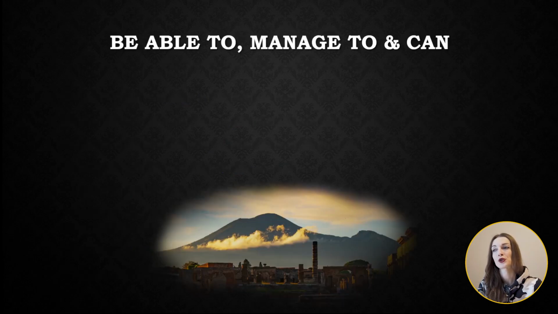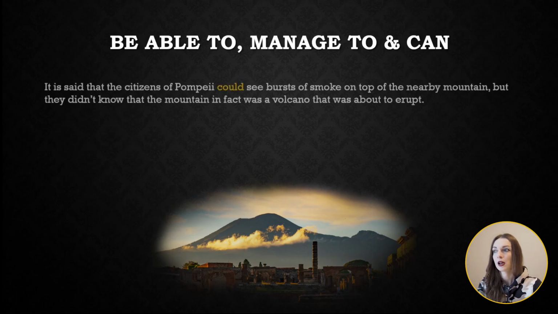Now I want to illustrate the difference between be able to, manage to, and can, using the example from the history of the Roman Empire, particularly of the city of Pompeii. It is said that the citizens of Pompeii could see bursts of smoke on top of the nearby mountain, but they didn't know that the mountain in fact was a volcano that was about to erupt.